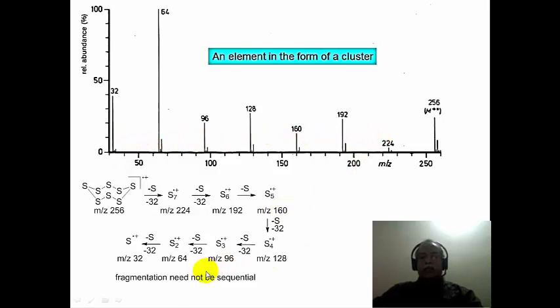The fragmentation actually need not be sequential as it is shown in this particular mechanistic scheme. Two bonds can break at any point in this molecule, resulting in S3, S4 or S5, S6 fragments directly from the S8. So as a result, the following fragment ions can be formed either sequentially or non-sequentially to account for the various peaks that are seen in this spectrum.